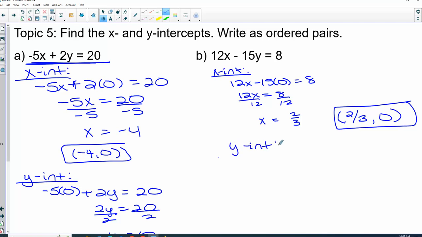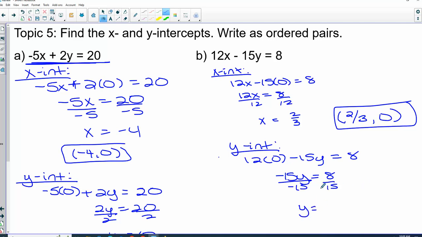Y-intercept, if x is 0, we have negative 15y equals 8. Divide by negative 15. So again, check, does 8 over 15 reduce? No, so that stays, so the ordered pair, x was 0, y is negative 8 over 15. Are there questions on any of those? Okay.